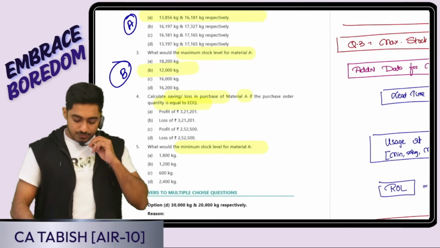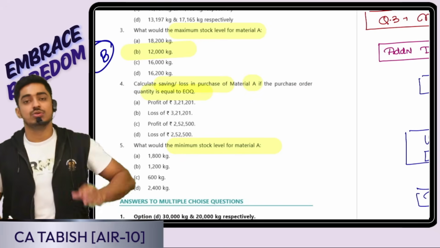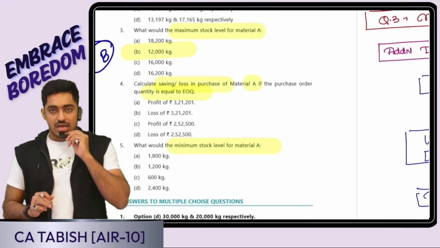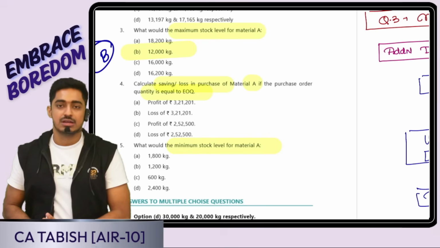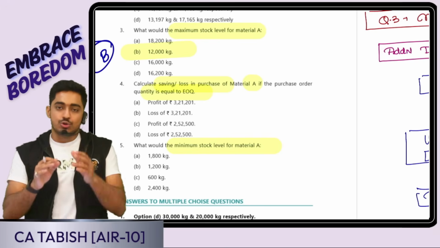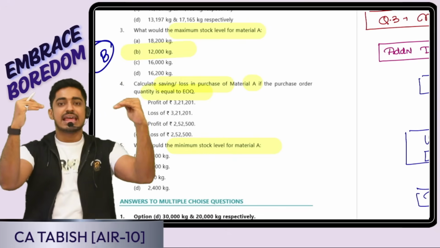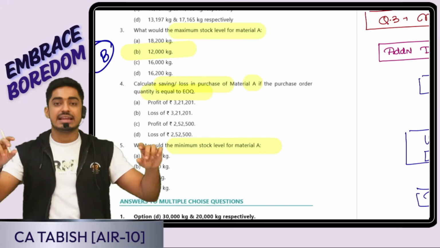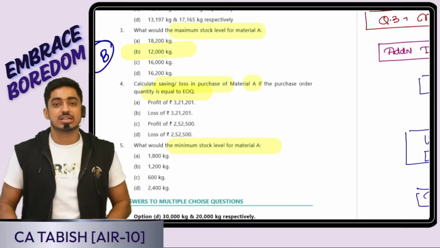Now comes part number 4. Calculate the savings or loss in purchase of material A if purchase order quantity is equal to EOQ. If I purchase my raw material equal to EOQ, how much savings am I getting or how much extra cost am I incurring? That I'll have to calculate. Normally, how do I calculate? Two options are there. One is EOQ, one is non-EOQ. In both these options, I will calculate all the costs, that is purchase cost, ordering cost, carrying cost. I will calculate the total cost. But here, we'll be having one more item. Sir, what is that one more item?